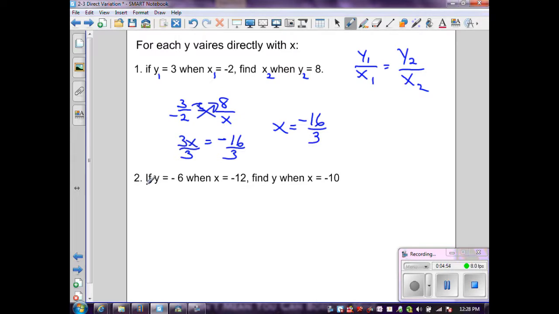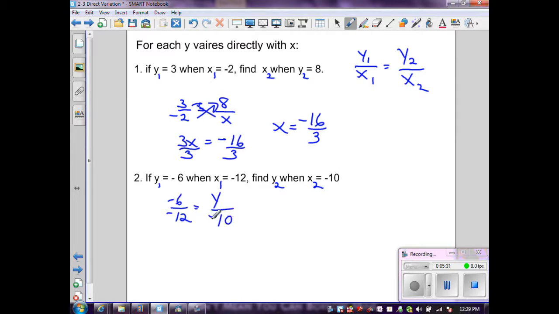Below, we want to do the same thing. If we have y equal to a negative 6 when x is a negative 12, we want to find y when x is a negative 10. So here, I'm going to let this be y sub 1, x sub 1, y sub 2, x sub 2. Use our proportion again. That's going to give me a negative 6 over x sub 1, which is a negative 12. That will give me y sub 2, I don't know, so that's just y over x sub 2 is a negative 10.